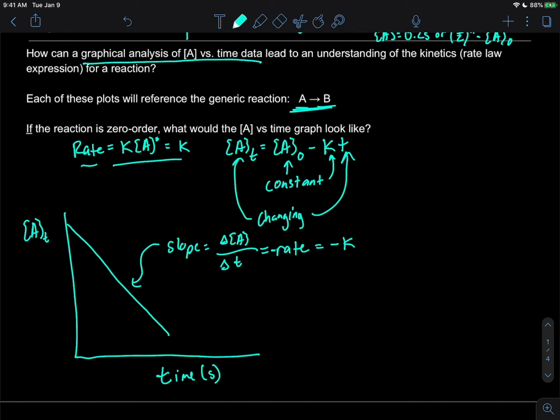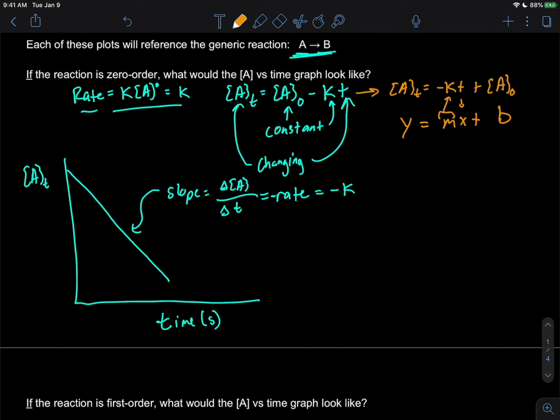Now, where did we get this idea that our slope is equal to negative K? Let's rearrange our integrated rate law. I'm going to keep the concentration at some time on one side, move negative KT, and switch where our original concentration is. Again, since the initial concentration is a constant, it's actually our y-intercept. Our T is X, and our concentration after some time is Y. So if we have a linear graph, we get y equals mx plus b. What does that mean for a zero order reaction?